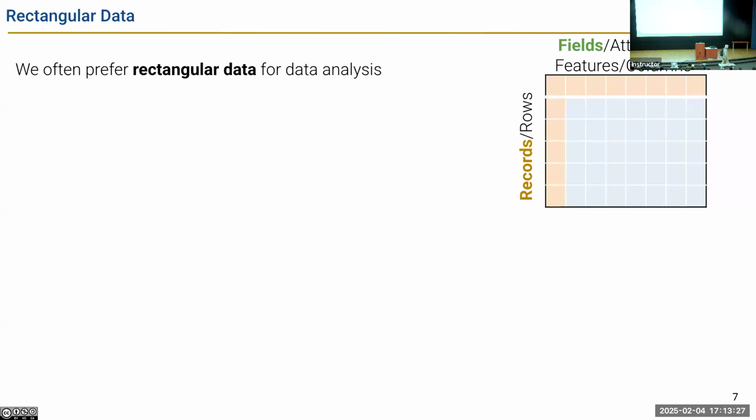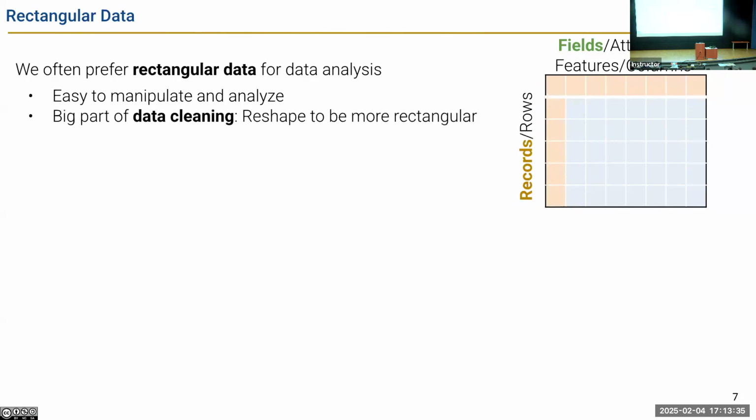Now, why do we use rectangular data? Why do we put data into this form? It's easy to manipulate, easy to analyze. There's lots of tools built for handling data that look like this. A big part of the data cleaning and wrangling process, and we'll see a little bit of this today, is taking data that's maybe not rectangular, that's not in that form, but is still data, and making it look more like that form.